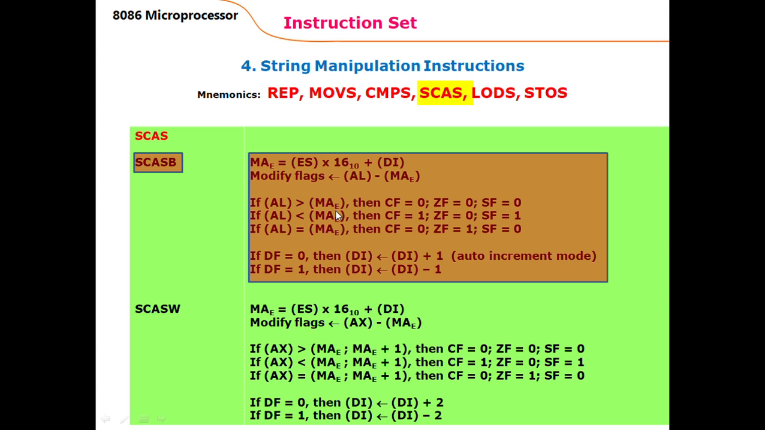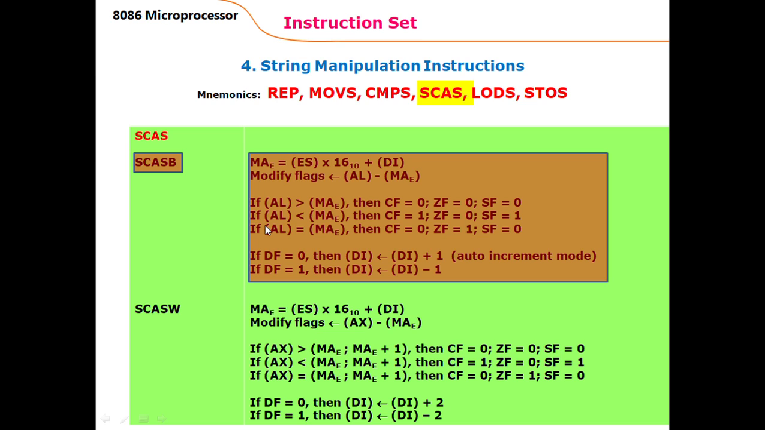If AL is greater than the byte in the memory, then no flag is affected. The carry flag is 0, the zero flag is 0, the sign flag is 0. And if the value, the byte in accumulator, which is AL, is smaller than the byte from the memory, then this subtraction would need a borrow. So the carry flag is 1, and the result is not 0, so zero flag is 0, and the sign flag is 1, because the result is negative.